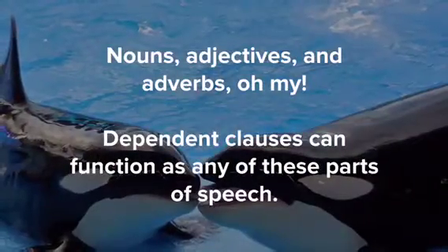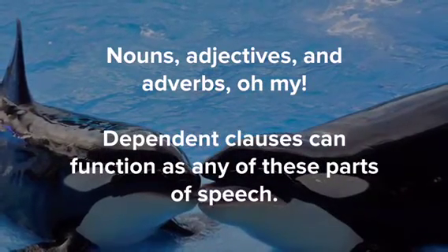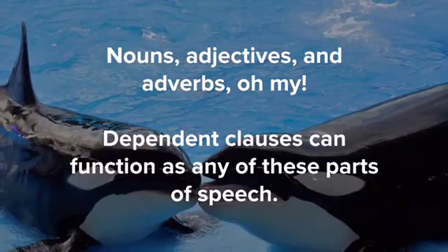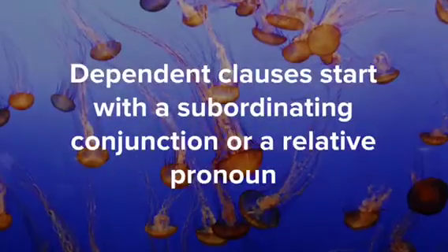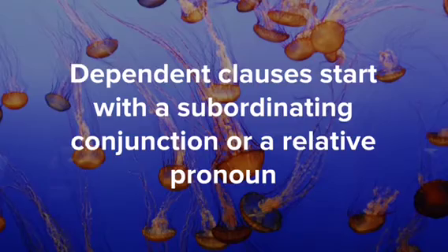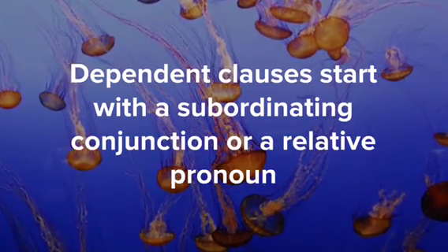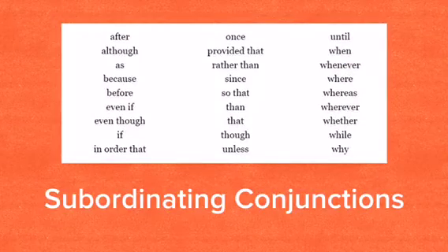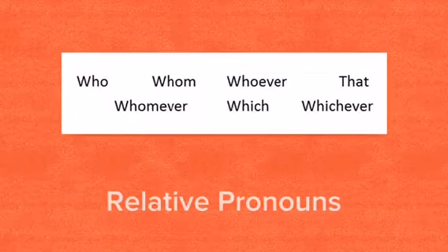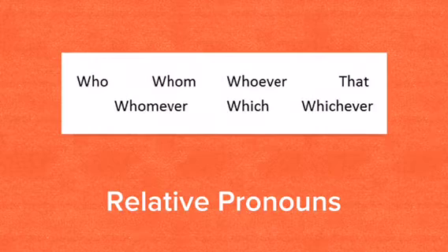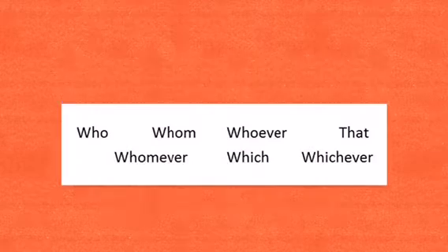Nouns, adjectives, and adverbs, oh my! Dependent clauses can function as any of these three parts of speech. Dependent clauses start with a subordinating conjunction or a relative pronoun. Here's a list of subordinating conjunctions, and yes, there are plenty of them. Take a moment to read through the list. Don't worry, there are only a few relative pronouns, making them much easier to remember.